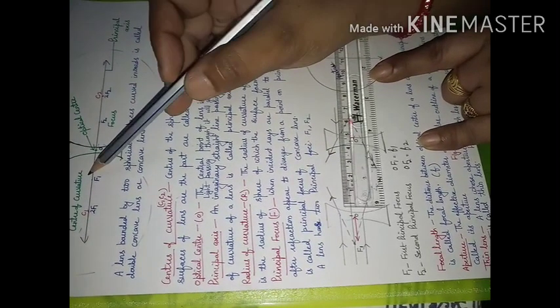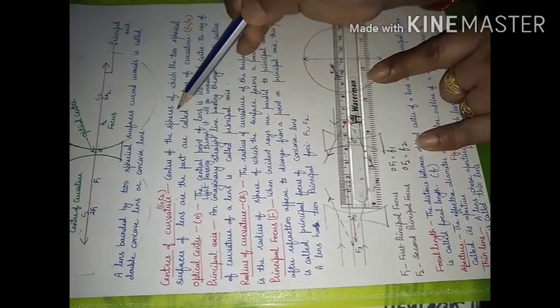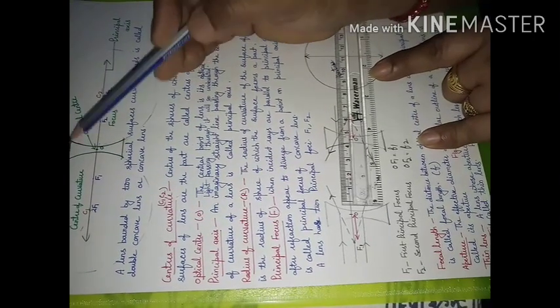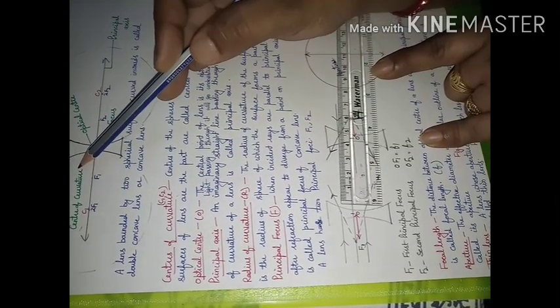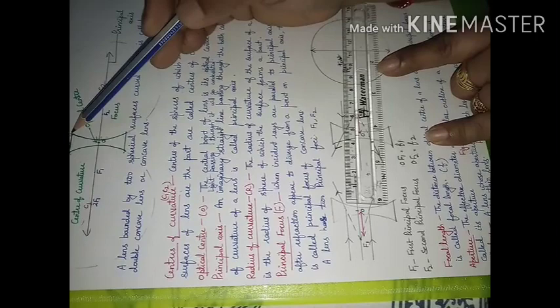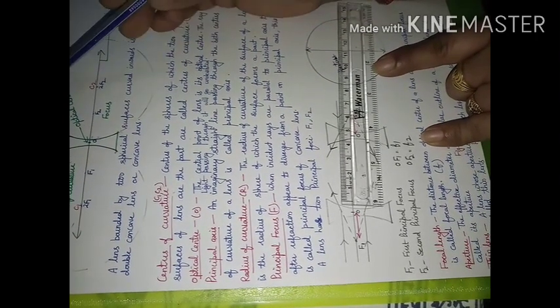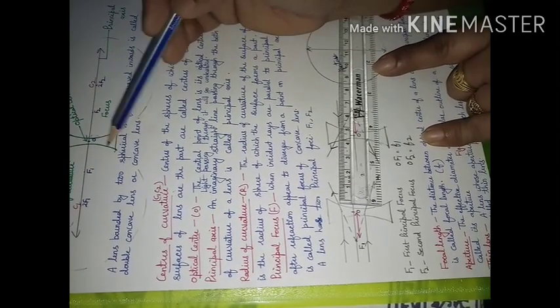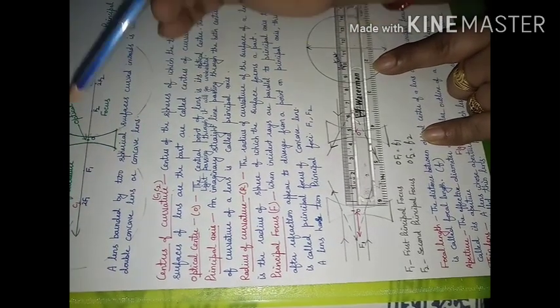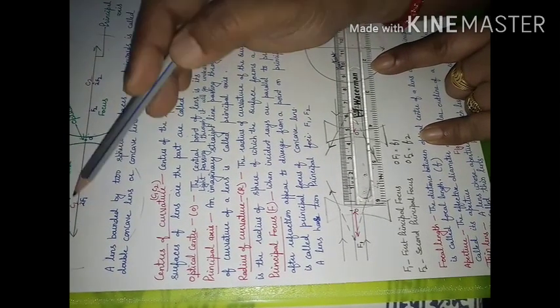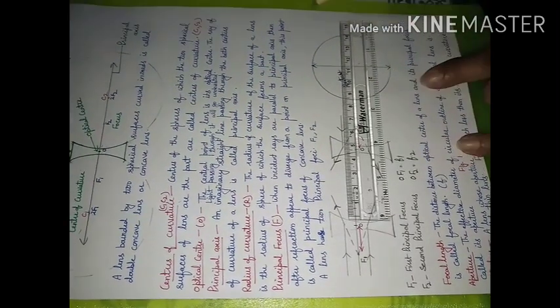So what is the center of curvature? The centers of the spheres of which the concave lens is a part. It means in drawing the concave lens, I have used this curved surface. This curved surface is part of this sphere. This curved surface is part of this sphere. So the centers of these spheres will be known as the centers of curvature.